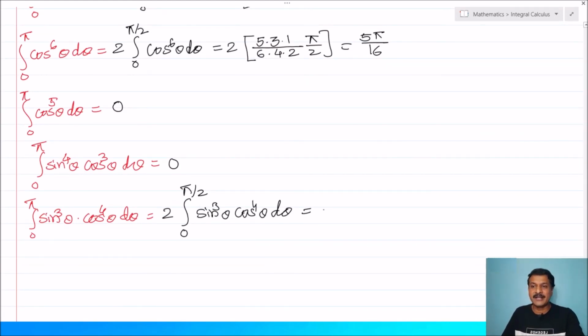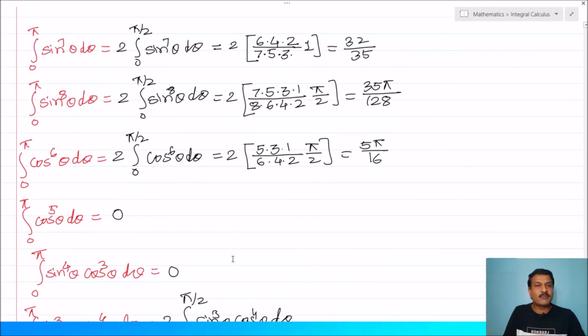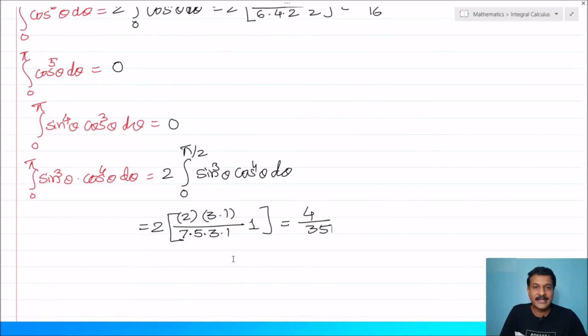What about this one? As we know, by the reduction formula, the answer is 2 into, here I am getting 7 into 5 into 3 into 1. And in the numerator 3 minus 1 it is 2 and 4 minus 1 it is 3 into 1. Both are not even, that is why it is 1. So the answer is 4 by 35. Similarly, the same problem one can extend up to 0 to 2 pi. In the next video, we will continue this reduction formula with some different examples.